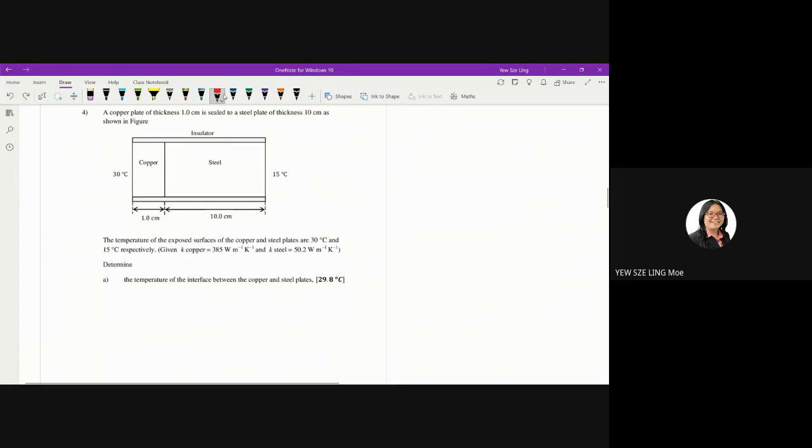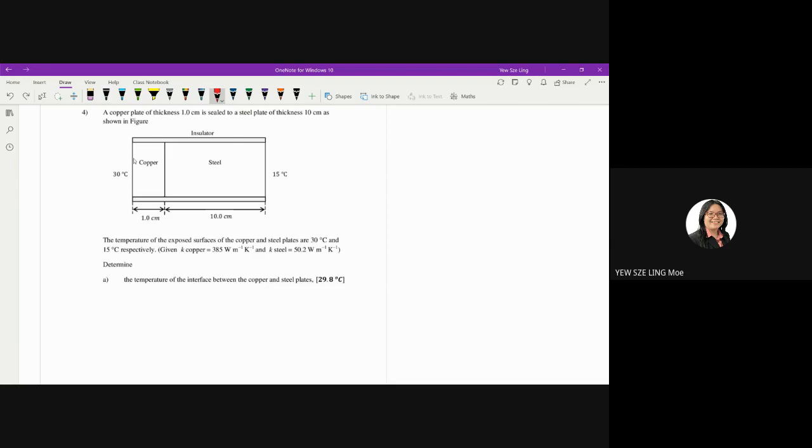According to the question, the temperatures of the exposed surfaces of the copper and the steel plates are 30 degrees and 15 degrees respectively. And then given K copper is 385 and K steel is 50.2. Determine the temperature of the interface between the copper and the steel plate.